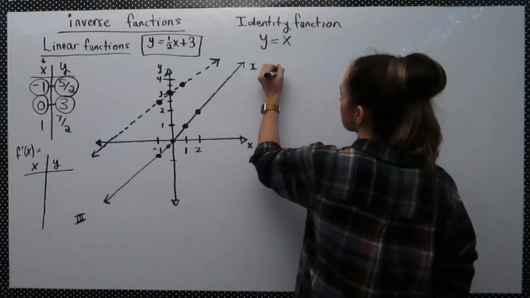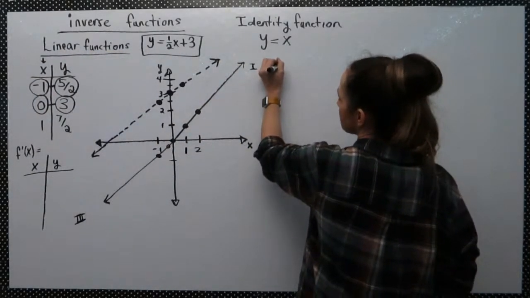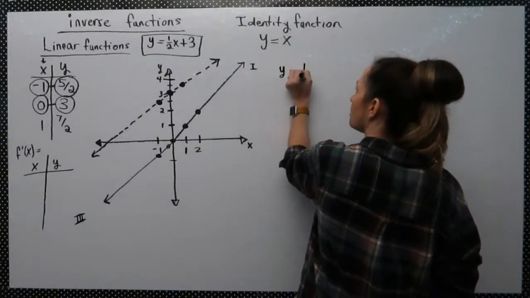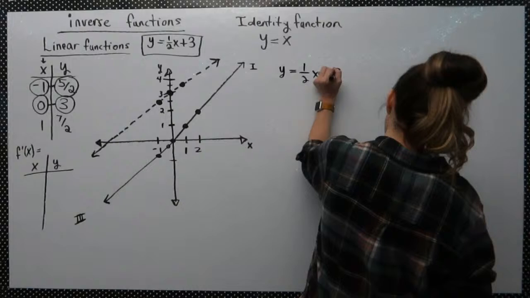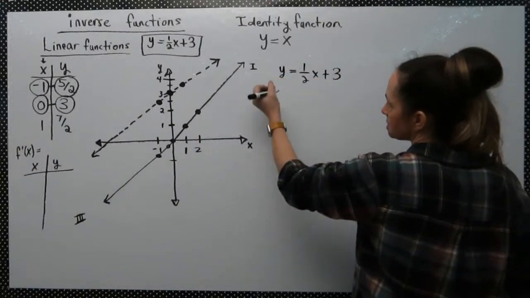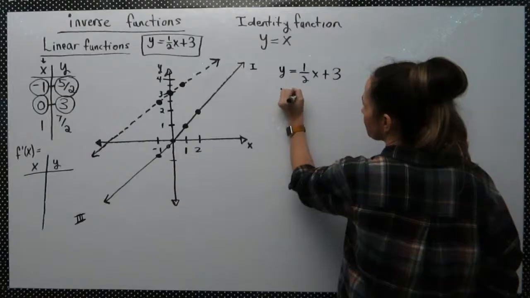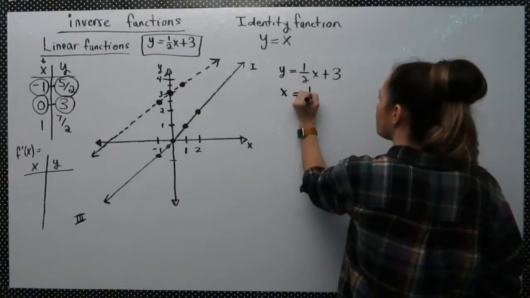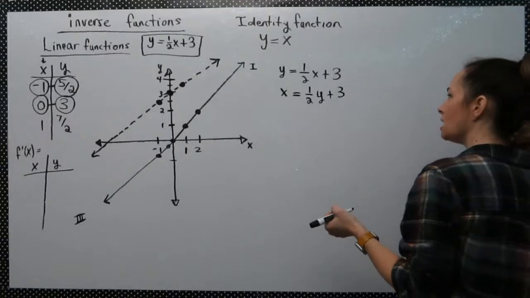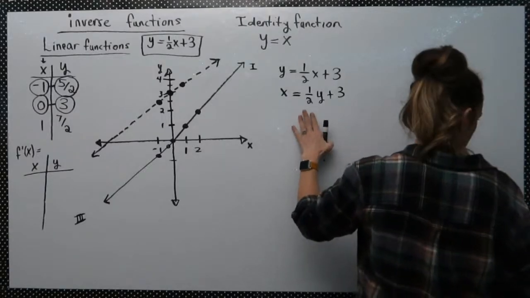We're going to swap out. So the process is you're swapping out, so we'll take this function, I'll rewrite it, 1/2 x plus 3. And I'm literally just replacing y and x. So I'll have x equals 1/2 y plus 3. And now I have to solve for y.